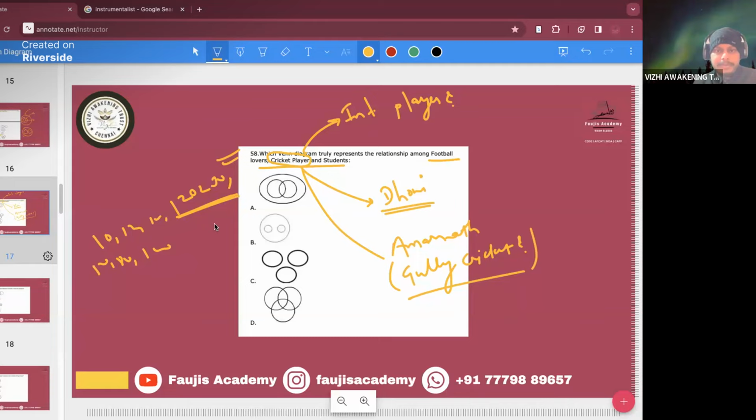Right, guys? So when they have written cricket player, we'll have to assume Amarnath or James or Rajesh Khanna. Or if you girls or ladies play cricket, you guys also, yeah. Or whatever games you play. So in this case, it will be your football lovers. They can be your cricket players as well as students. And there's a clear relationship between all three of these elements.